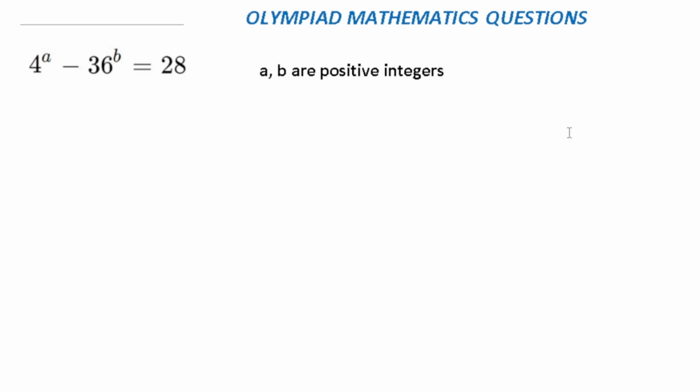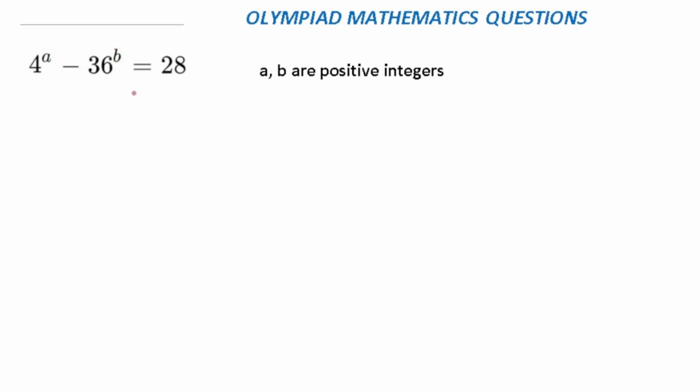So the first question that comes to mind is how we are going to solve two variables in a single equation. That is, there are two variables a and b here. So how are we going to solve these two variables in a single equation? So let's start the approach to this question.